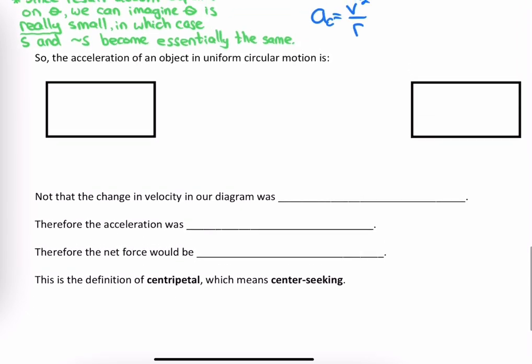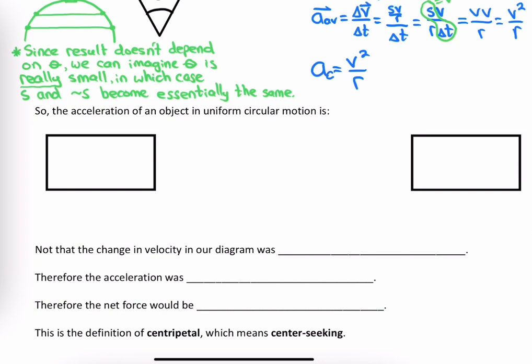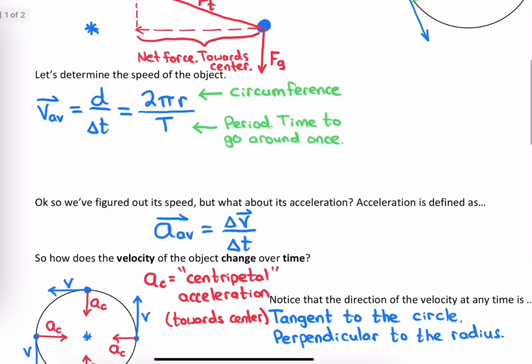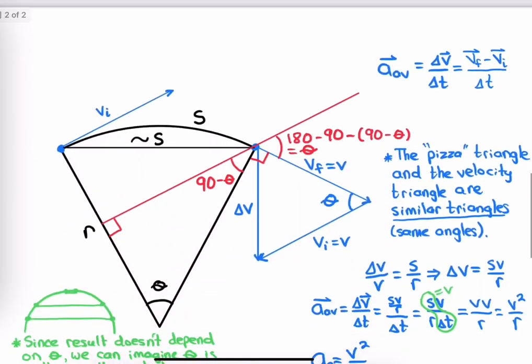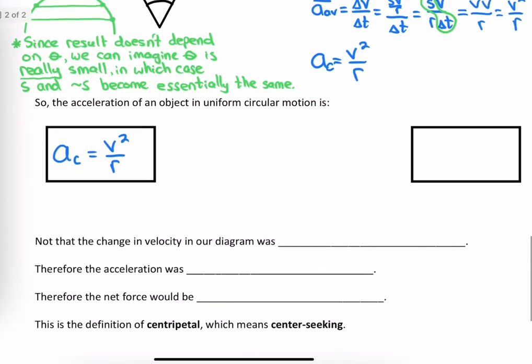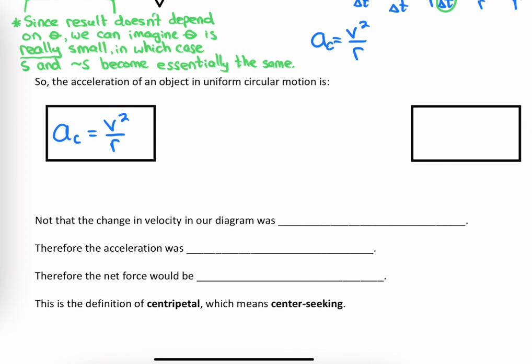So, the acceleration of an object in uniform circular motion is the formula we have just derived, v squared over r. But there's another way we can write this formula. Because remember earlier on in this lesson, we found that the speed for an object in circular motion was 2 pi r over t. So, in place of speed in this formula, I can write 2 pi r over t.